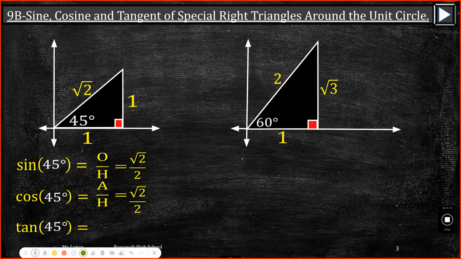Tangent 45. Tangent is opposite over adjacent, O over A. What is it? What's O over A? I need one person to say it so I can just continue on with teaching this. What's O over A? 1. Opposite over adjacent is 1 divided by 1, which is 1. Yep.